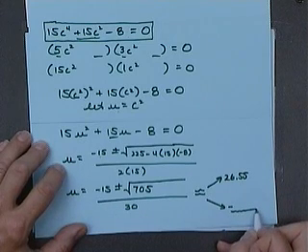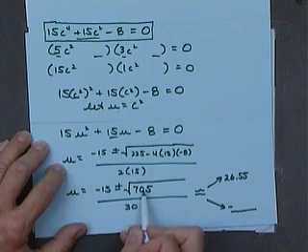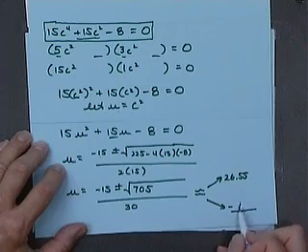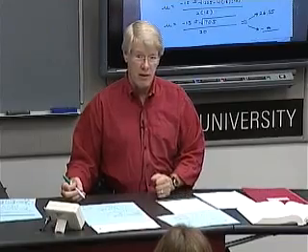It's negative, isn't it? Yeah. Minus 15 minus the square root of 705. That's a negative numerator. We're going to divide it by 30. Isn't it negative? Yeah. So it's negative some number. I don't care what the number is.